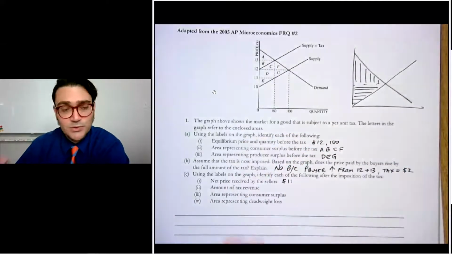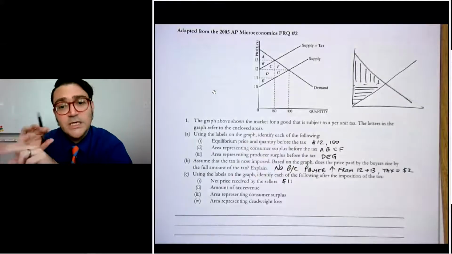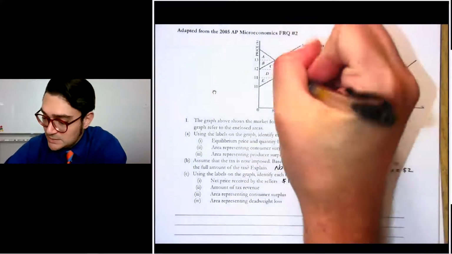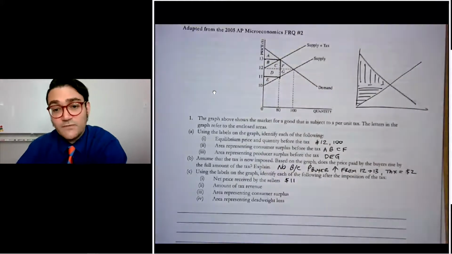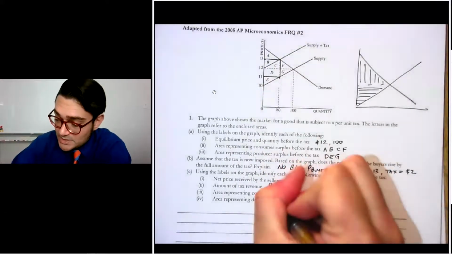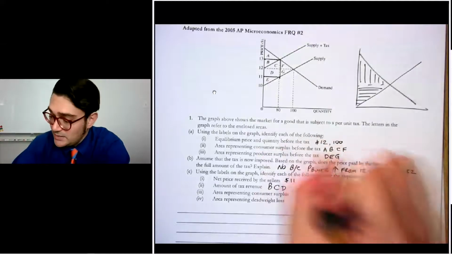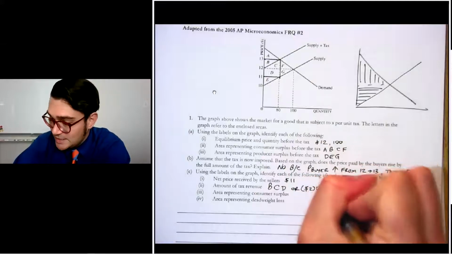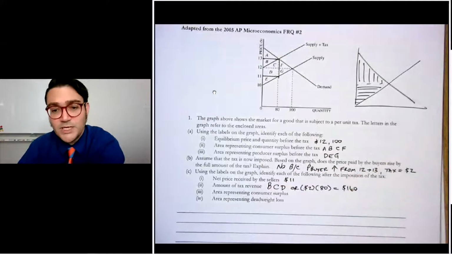Amount of the tax revenue. So remember that the amount of the total tax revenue is the tax, that's 2 in this case, times the quantity that are bought and sold. And so it's this box here of BCD. You can also have written, so we could say BCD, that's an acceptable answer, or we could actually say $2 times 80, which is $160. Either one of those is an acceptable answer.